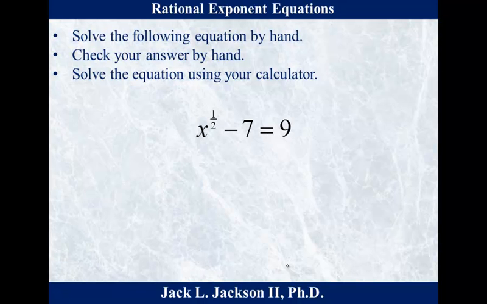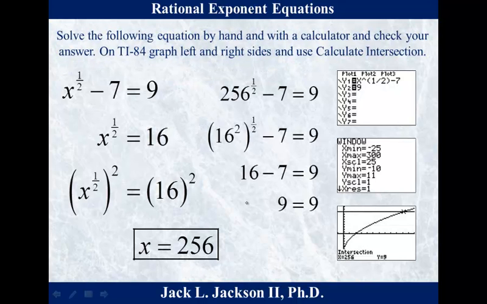Alright, here's another one. See if you can do this one. Press pause now. Well, the first thing to do is to get the x to the 1/2 by itself. So we're going to add 7 to both sides, and then we'll go from there. So I just added 7 to both sides. I get x to the 1/2 equals 16.